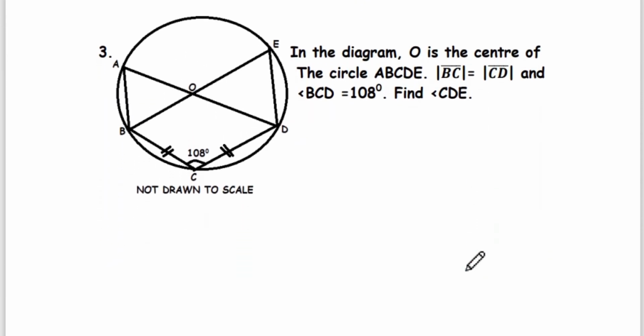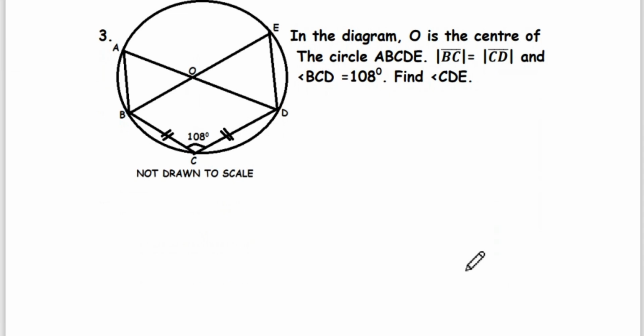Question number 3. In the diagram, O is the center of the circle ABCDE. BC is equal to CD and BCD is 108. Find CDE. Now O is the center of the circle, and this line passes through the center. That means BE is a diameter. It divides the circle into 2 equal halves.